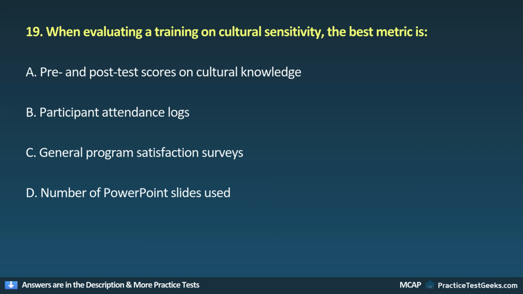19. When evaluating a training on cultural sensitivity, the best metric is A. Pre- and post-test scores on cultural knowledge. B. Participant attendance logs. C. General program satisfaction surveys. D. Number of PowerPoint slides used.